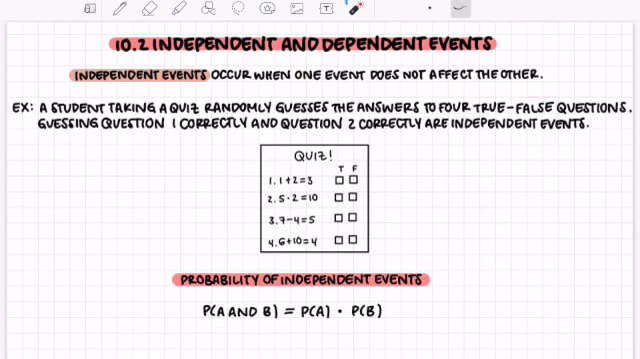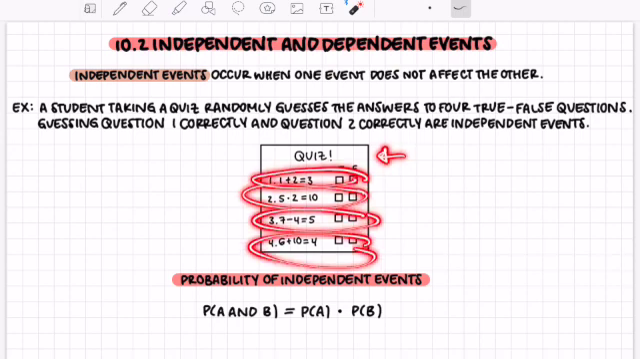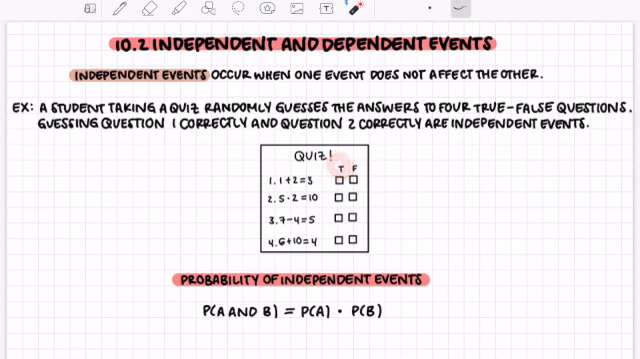So, for example, a student is taking a test or a quiz randomly and guesses on 4 of the answers. So let's say that you have a quiz here. You have 4 different questions and we're trying to state, is it a true statement or is it a false statement? Rather than really solving it ourselves, let's say that we just guessed on every single one. What I would say is an independent event is guessing question 1 correct and question 2 correctly. Those would be independent events.